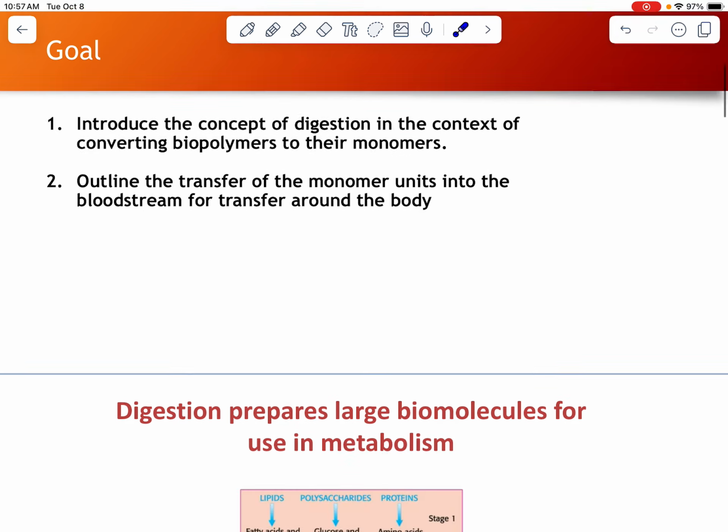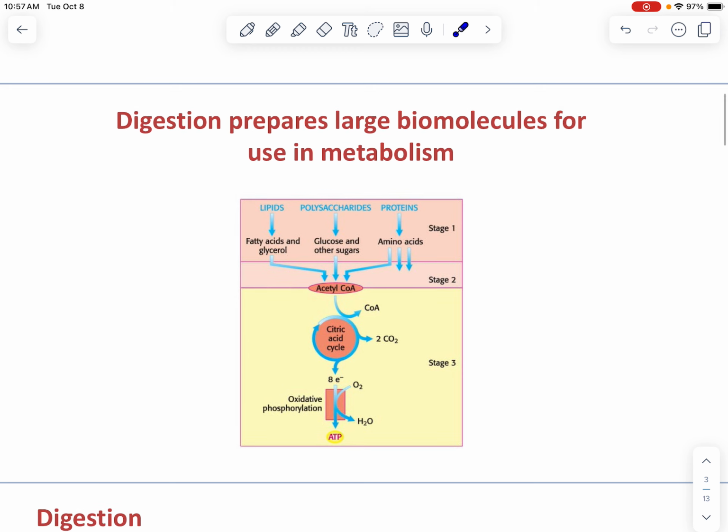So digestion is going to prepare these large biomolecules. Remember, as we think about those big biopolymers, we had lipids, polysaccharides, and proteins that we are going to be talking about. And we're going to break these down into their monomers: fatty acids and glycerol, glucose and other sugars, and amino acids. That's the piece we're going to talk about in this video for digestion.